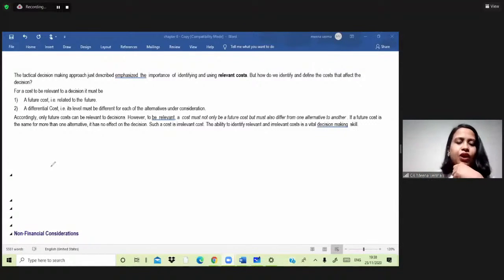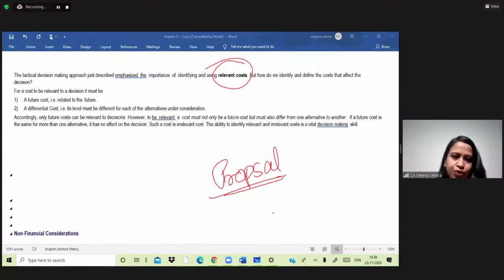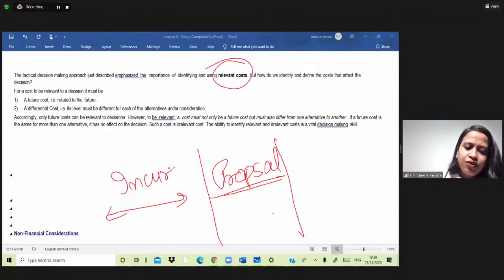So we call it relevant costing. A short-term decision, we call it relevant costing also. Now here, what will we consider? For example, we are taking a decision related to some proposal. In that case, we will not consider the cost which we have already incurred. Remember, the cost which you have already incurred is a sunk cost.